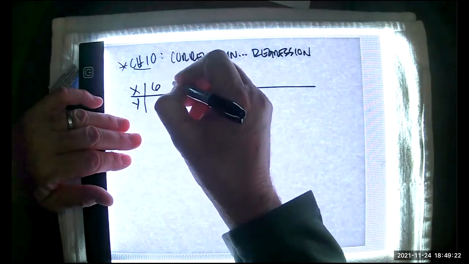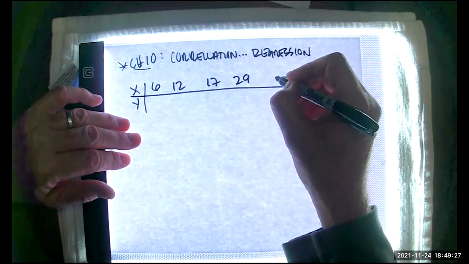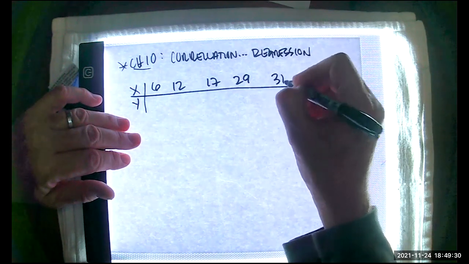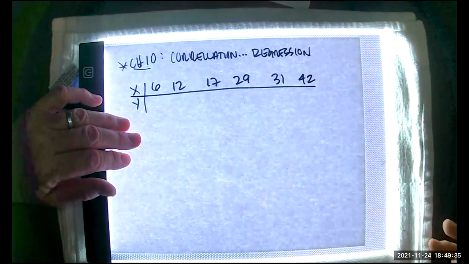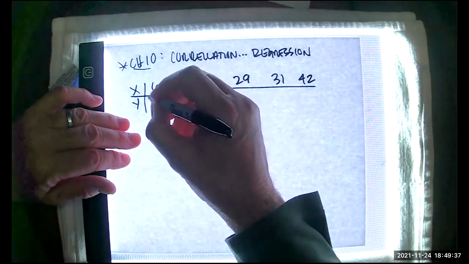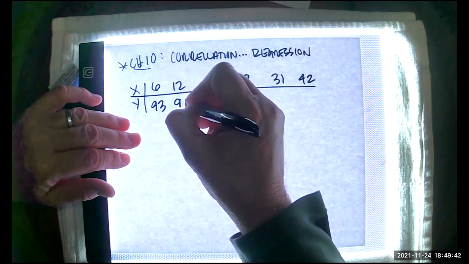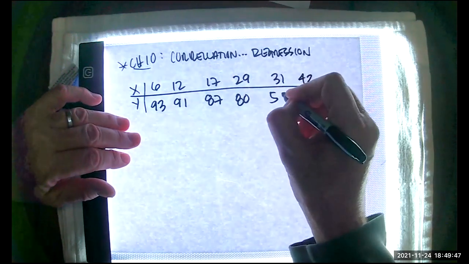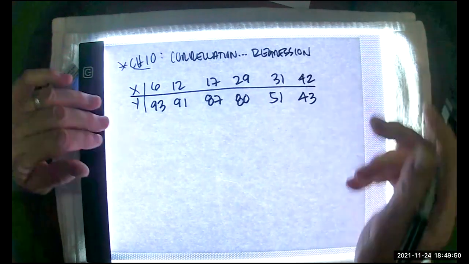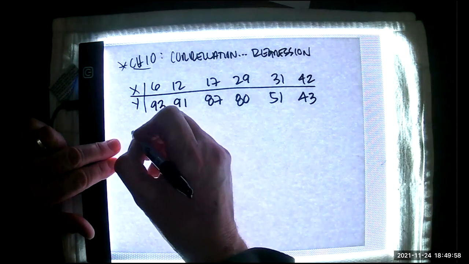So let's see, 6, 12, 17, 29, 31, and 42. Down below, we have 93, 91, 87, 80, 51, and 43. So I have no idea what we're measuring. It's a very off-the-cuff problem, but we are going to do several things.